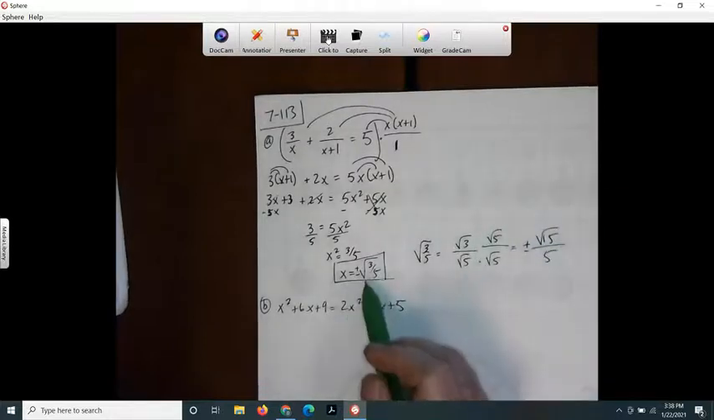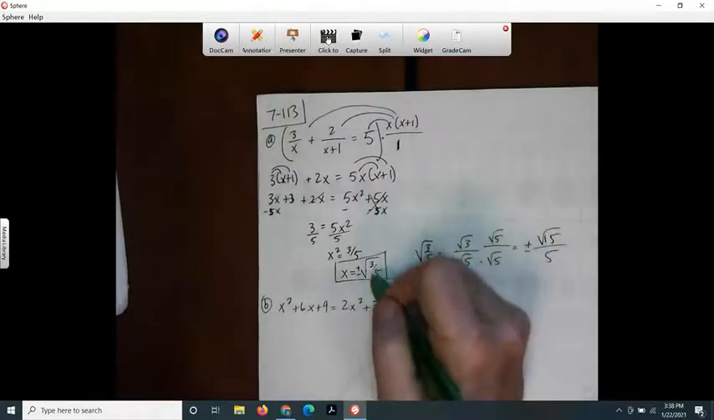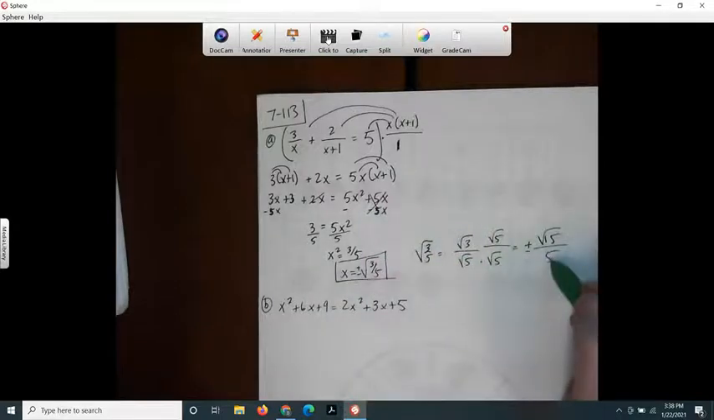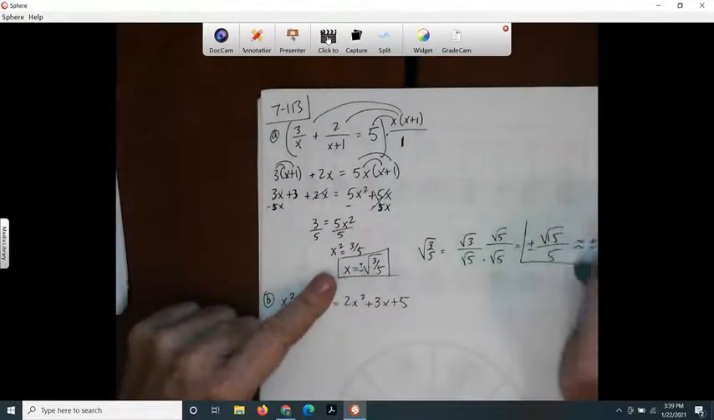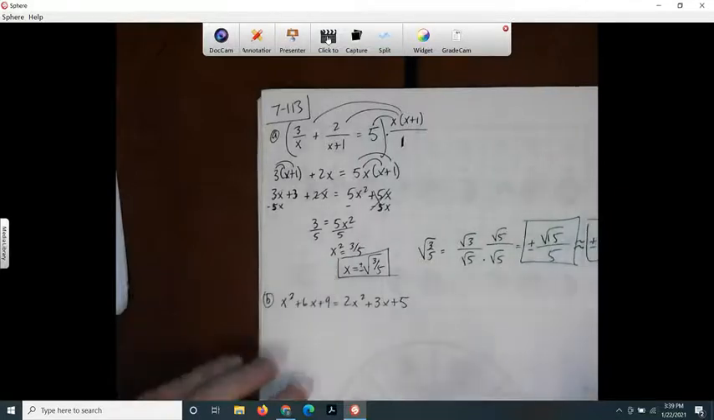If you gave me this, I would still be okay with that. Or you can give me this, or you can put it in your calculator, and your calculator will give you plus or minus 0.77. So whichever way, you can give me this, or you can give me this, or you can give me this. Okay, next problem.